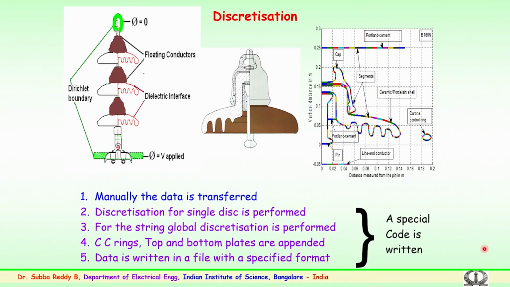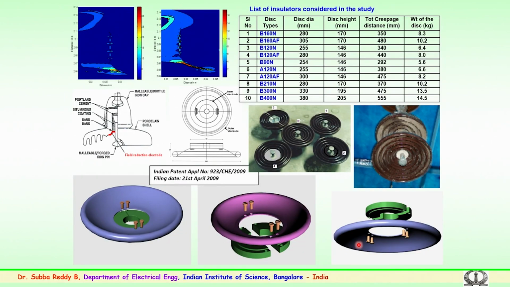The actual data of the manufacturer of the insulator dimensions has been taken and transferred to the code, where discretization initially for the single disc is performed, and later on for the string global discretization is carried out. The corona control rings, the top and the bottom conductors are also appended in the program, and the data is written in a file with a specified format. A special code has been written to obtain the potential, field, bulk stress, and many of these things.